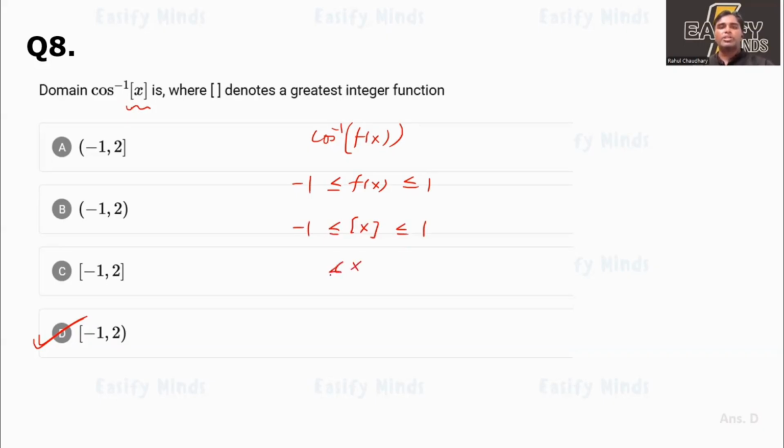So what about x? x will belong to [-1, 2), because 1.99 is also 1. So 2 I will not consider. So x will belong to [-1, 2), with an open bracket at 2 and a close bracket at -1. So only option D is correct here.